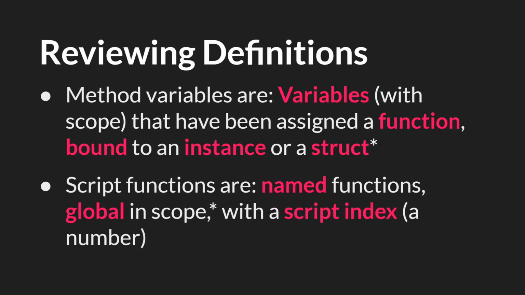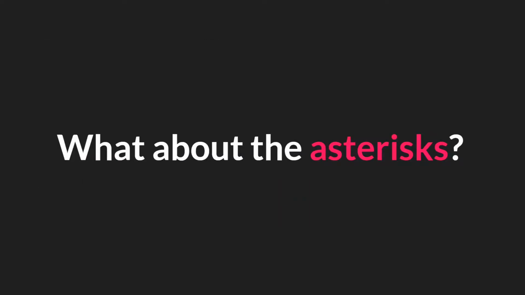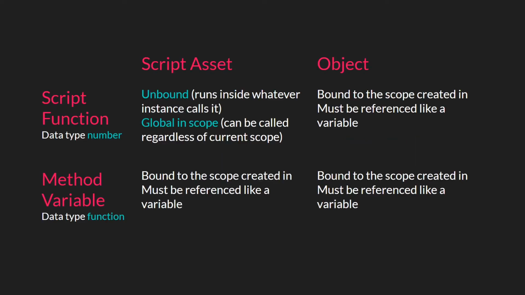But you'll notice that I have two asterisks here. Why are these asterisks here? What do they mean? Well, in GameMaker, there are essentially two places where you write all of your code. Number one, you have script assets. Number two, you have objects. So when you combine the two ways to create functions with the two places to write code, you get this table. Putting script functions in script assets is incredibly useful. Putting method variables in objects is incredibly useful. This is total garbage. And putting method variables in script assets is kind of useful.